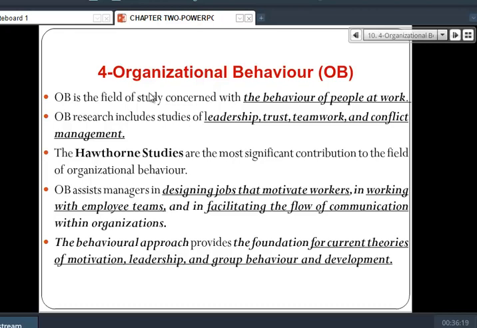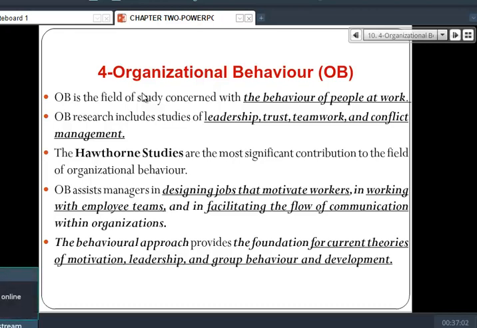these short forms. So OB here is the field of study concerned with the behavior of people at work. They are studying how people behave at work, how they consume certain products. So the OB approach includes the study of leadership, trust, teamwork, and conflict management. As we can see, leadership is more about characteristics, trust is more mental, teamwork is more about how to manage people, and conflict management is also as well, and so on.